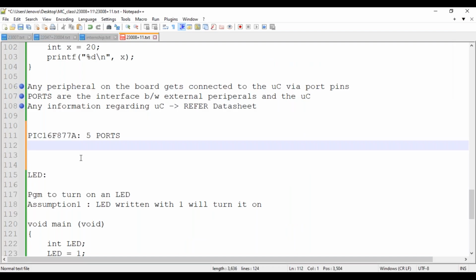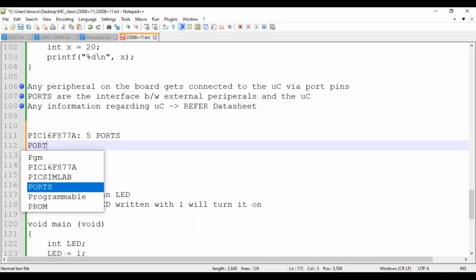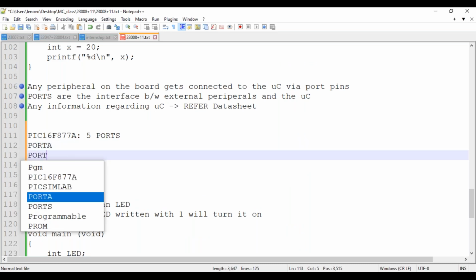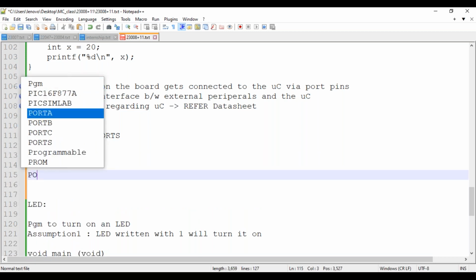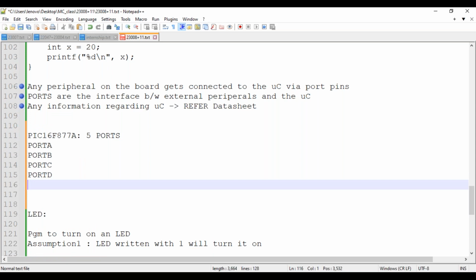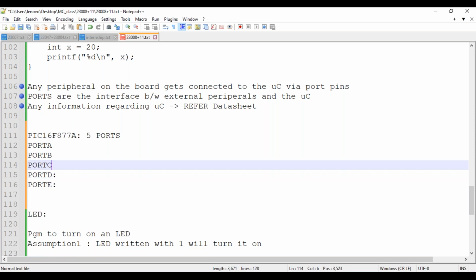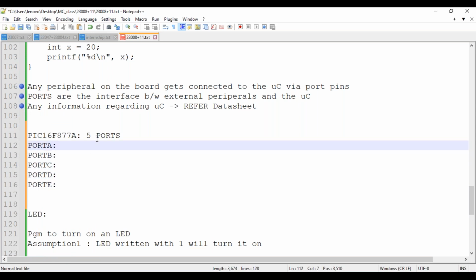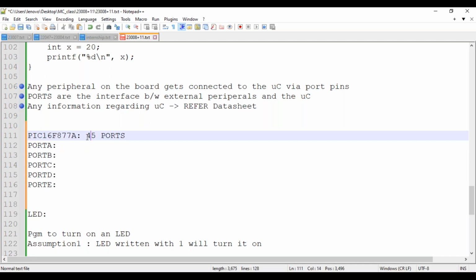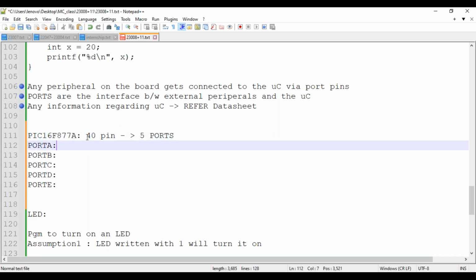Please be very specific. If you are referring to the ports, refer to them as port A or port B, because their usage is something we will learn ahead. So port D and port E. In total, the PIC16F877A is a 40-pin microcontroller, which has 5 ports.